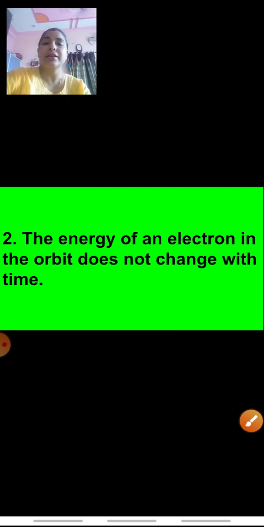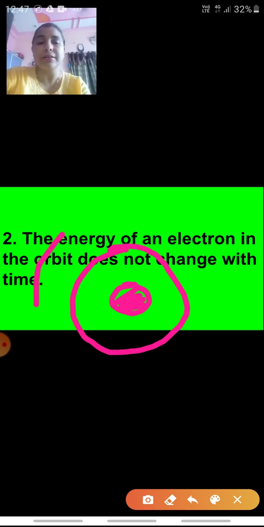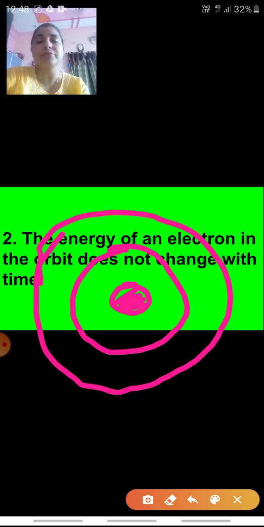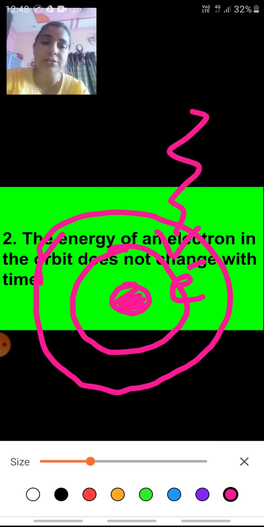Now the second point is, the energy of an electron in an orbit does not change with time. What is its meaning? Suppose this is the nucleus, filled with positive charge. The electrons are present around the nucleus and are moving in this circular path. Bohr said that the energy of the electron in a particular orbit is constant as long as it remains there. If it gets some energy from some source, it will jump to the higher orbit and reside there for some time. As long as the electron is in a particular orbit, the energy is constant. But if it gets energy from an outside source, it becomes excited and jumps to the higher orbit.